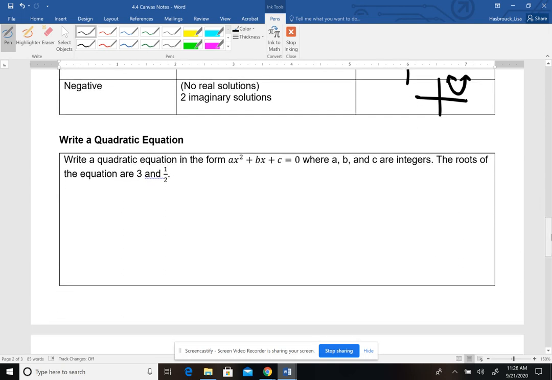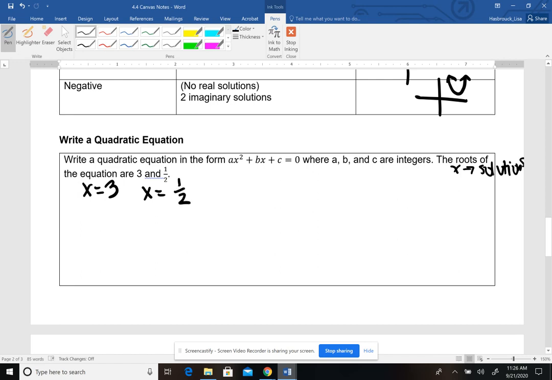Now we're going to go ahead and take a look at writing a quadratic equation. It says write a quadratic equation in the form ax squared plus bx plus c equals 0, where a, b, and c are integers. The roots of the equation are 3 and 1/2. So what this means is roots are answers for x. They're solutions. So that means for this problem, x is equal to 3 as an answer, and x is equal to 1/2.